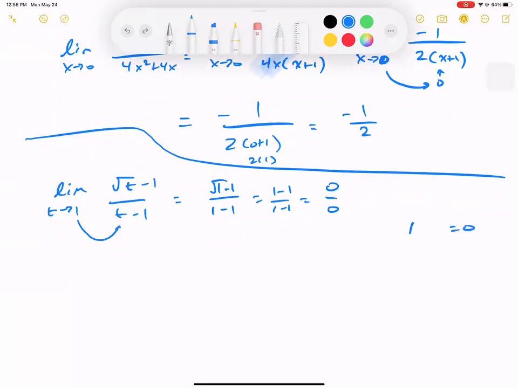It's going to be 1 minus 1, 1 minus 1. That's our factor. X minus 1 is our factor, right? Well, I have a t minus 1 already. I don't have a t minus 1 on top. So here is the gimmick. We're going to multiply this by our conjugate.